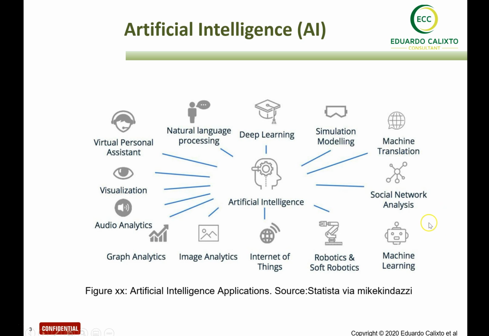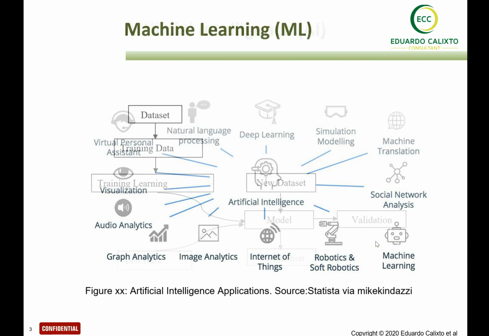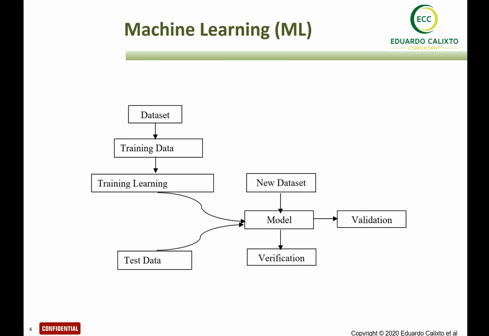Therefore, based on a different methodology or tools that's part of artificial intelligence, we are discussing machine learning, and to be more specific, supervised machine learning classification. The general concept of machine learning is to use a dataset, split the dataset in training and test data, use the training dataset to train a model, and then we apply the test data to test this model.